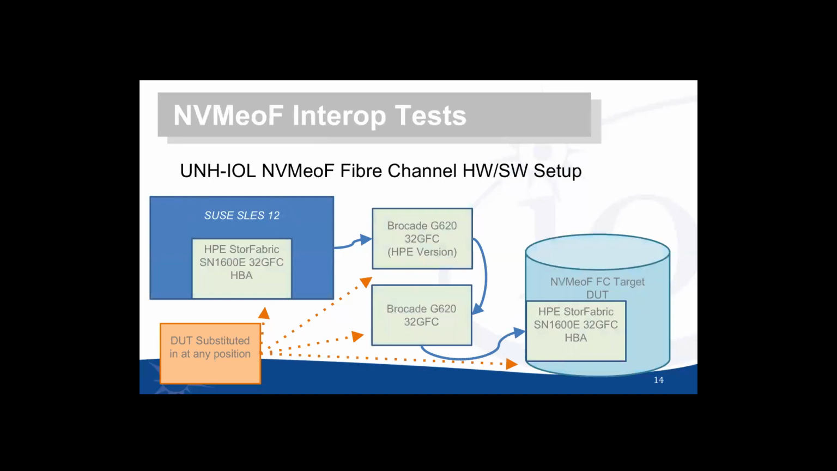Similarly, on Fibre Channel, we're going to do something very similar, but the hardware is obviously a little bit different. We're hoping to use an HPE StoreFabric 32 gig Fibre Channel HBA in a SUSE 12 server. That's another server that has support for NVMe Fabrics, and connect to the target over a Brocade G620 Fibre Channel switch. Again, the Fibre Channel device, whether it's a target, an HBA initiator, or a switch, could be substituted in at any appropriate point in this interop setup to perform the interop test. So that gives you a better idea of what hardware we're aiming to use for those interop setups. As I mentioned, the Ethernet one is up and functioning at the lab now. On the Fibre Channel side, we're still working on getting these set up at the lab, but this is the hardware that we're targeting.